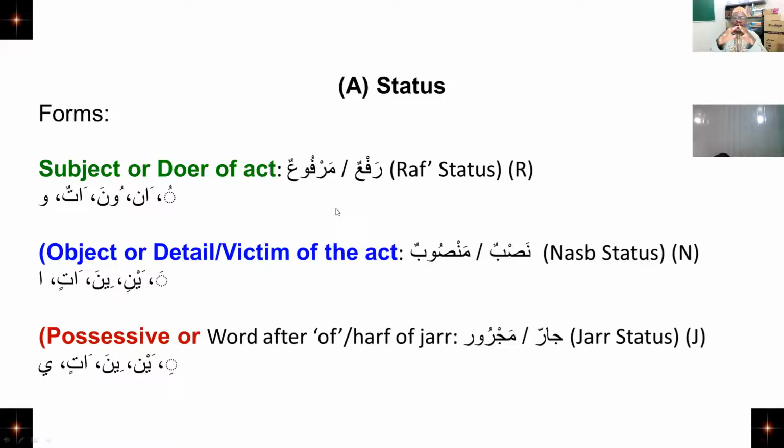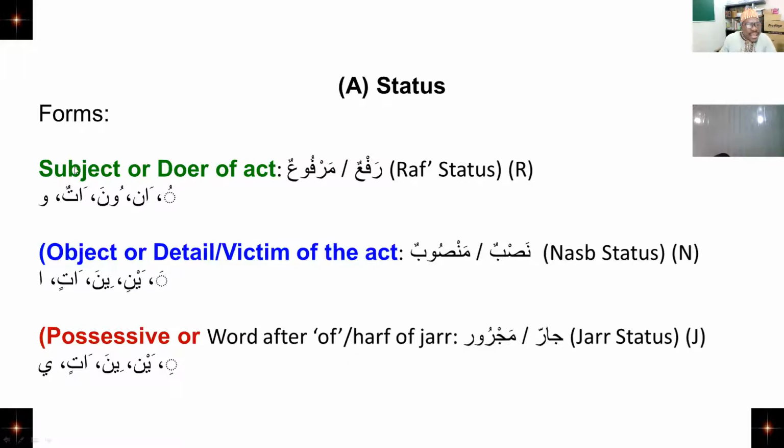Okay, and we also remember that rafa is a status. Note, rafa is the status. Rafa is not a sign. It's not a haraka. Rafa is a status. It's a position. If an ism finds itself in it, then that ism is known as marfu'un. Why? Because the word is in the status of rafa. Okay, because the ism is in a position of rafa. So we need to understand these terminologies very, very well.